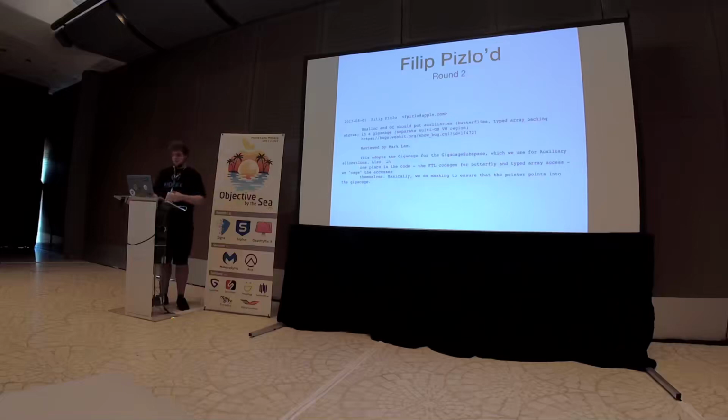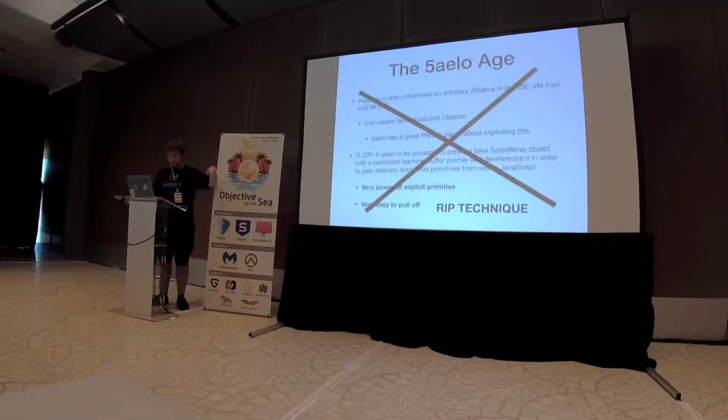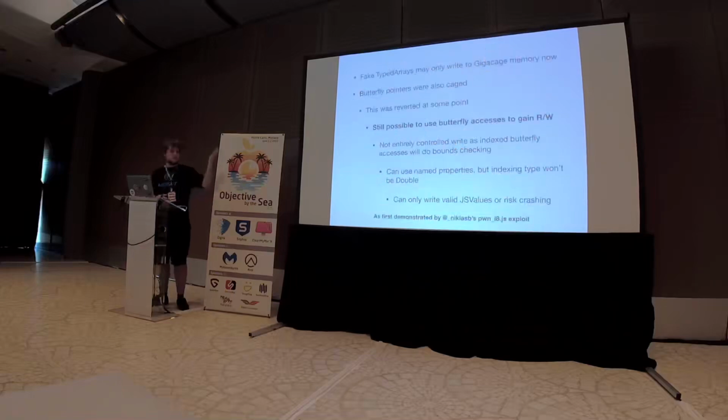And so even if you have read-write and you can control the backing buffer, that's only within a given Gigacage. Butterfly pointers were also caged, but this was reverted, which means that we can actually still use butterfly accesses to gain read-write. However, this is not fully controlled, but it's still good enough for most scenarios. And Nicolas B actually used this for a public iPhone 8 RCE exploit.